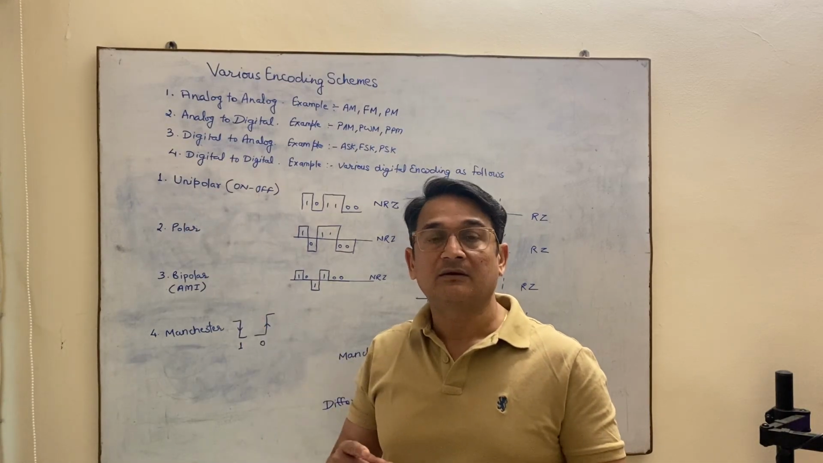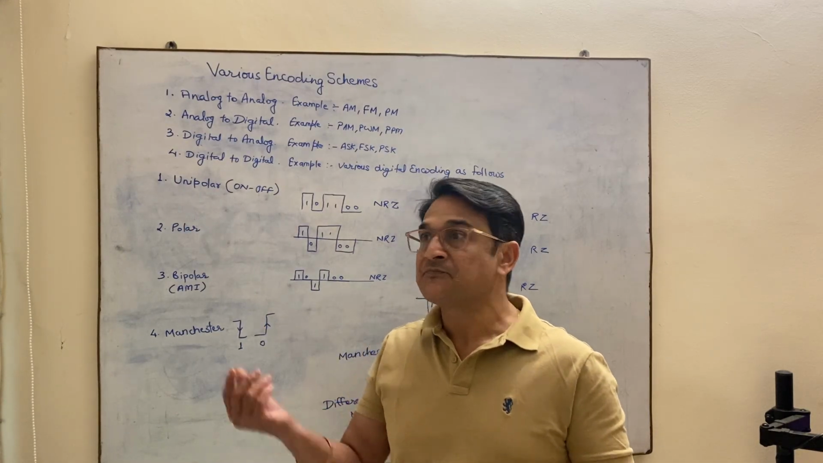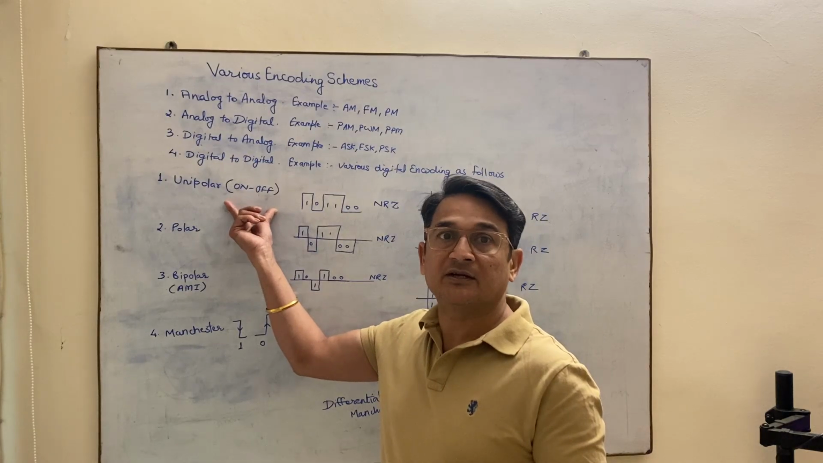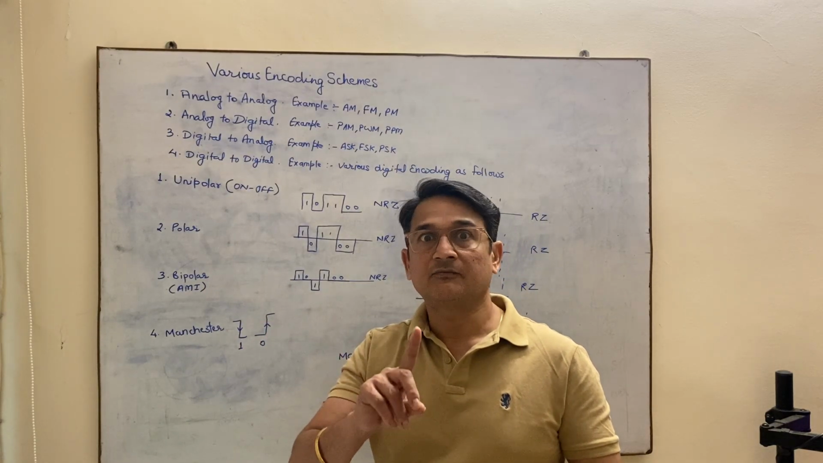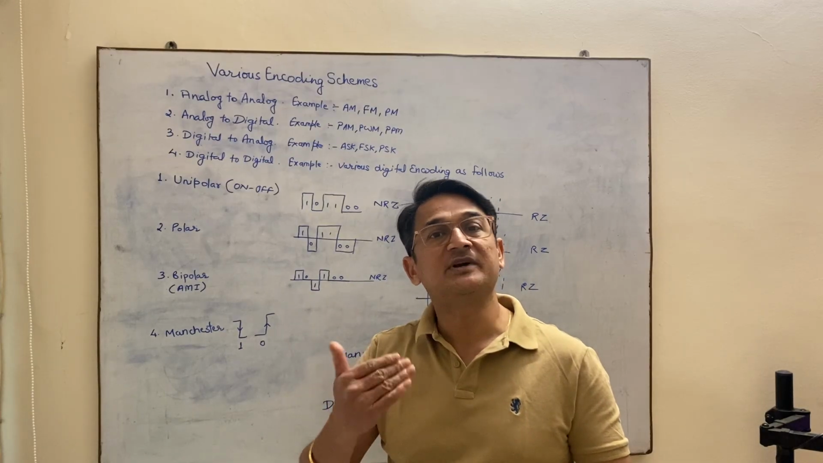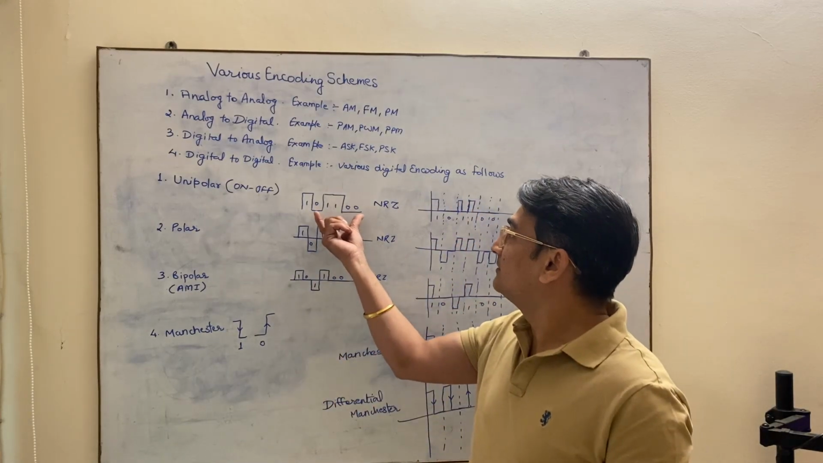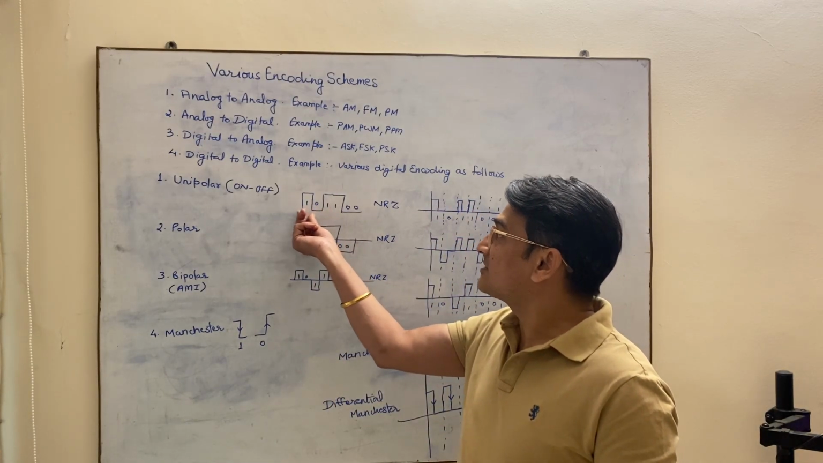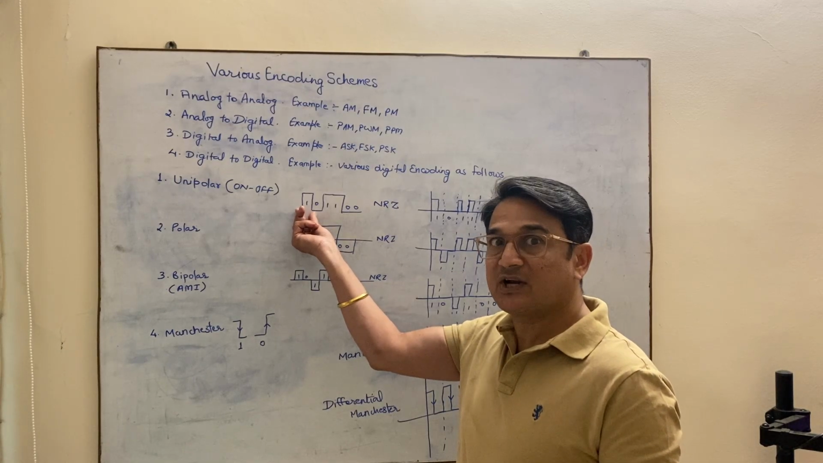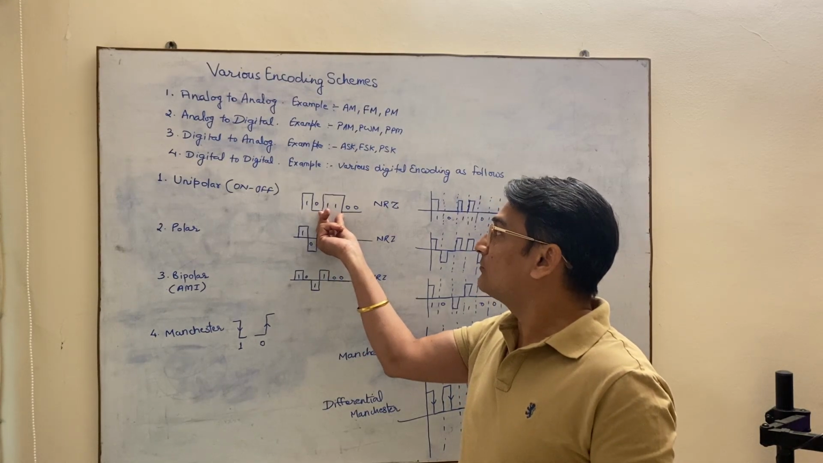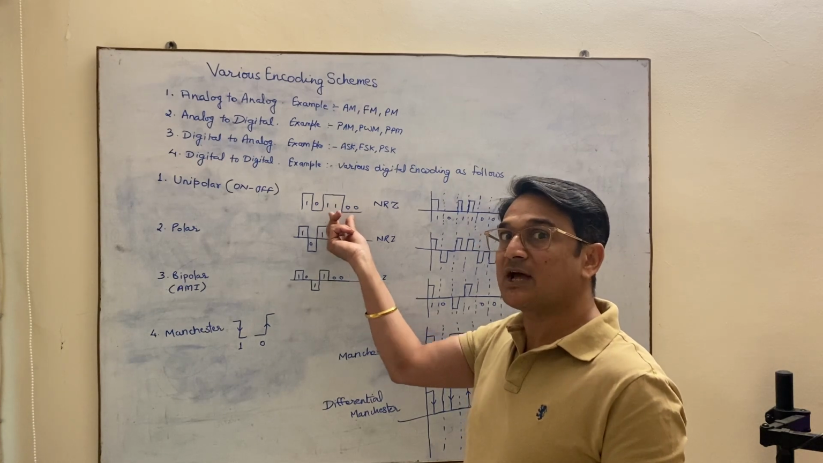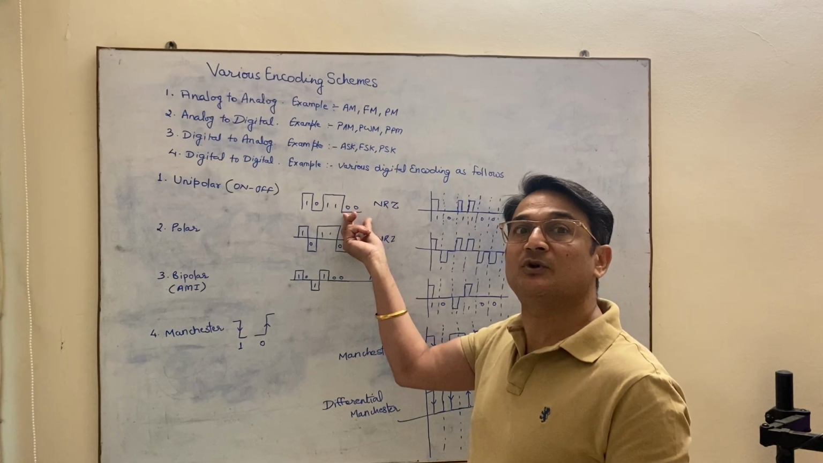Uni means one. That means it has one polarity. It is also called the on-off technique. On-off is represented as: for bit 1 it is on and for bit 0 it is off. You can see the diagram. For bit 1 it has a positive polarity and for bit 0 it has zero polarity. Again for bit 1 it has positive polarity and for 0 it has zero polarity.